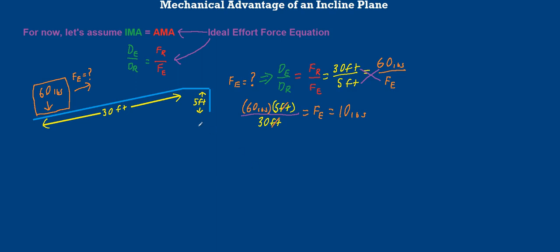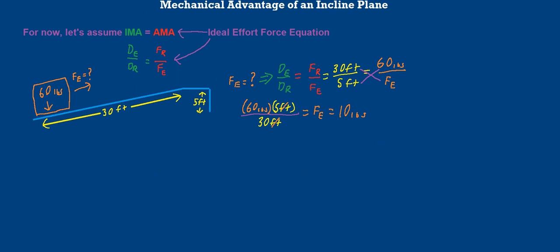So the only way the actual and the ideal mechanical advantages can be the same, or equal, is if we assume we have some ideal effort force. And later on, we'll talk about how to calculate an actual effort force and what the difference is between the AMA and the IMA and how to figure all that stuff out in our efficiency lessons. But for now, let's keep assuming that our AMA is equal to our IMA. Let's keep assuming that we're doing math in some perfect world. Therefore, our ideal effort force equation is true.